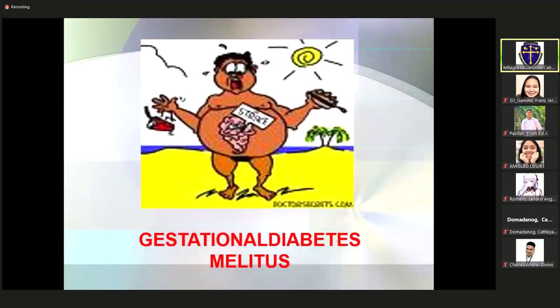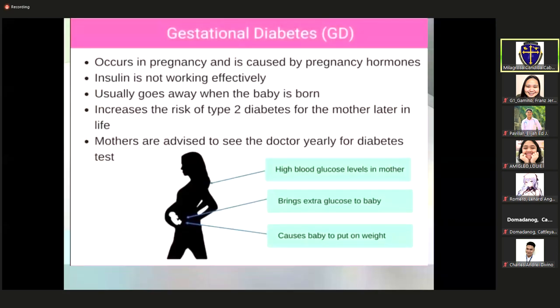Of course, we will proceed to gestational diabetes mellitus. Okay, this is the second medical condition our client, particularly pregnant mother, can experience. All right? So, it occurs in pregnancy and is caused by pregnancy hormones. Insulin is not working effectively because of the pregnancy hormones, so the increase in the sugar level sa body ng mother is left undetected by insulin. Insulin produced by our pancreas, right?